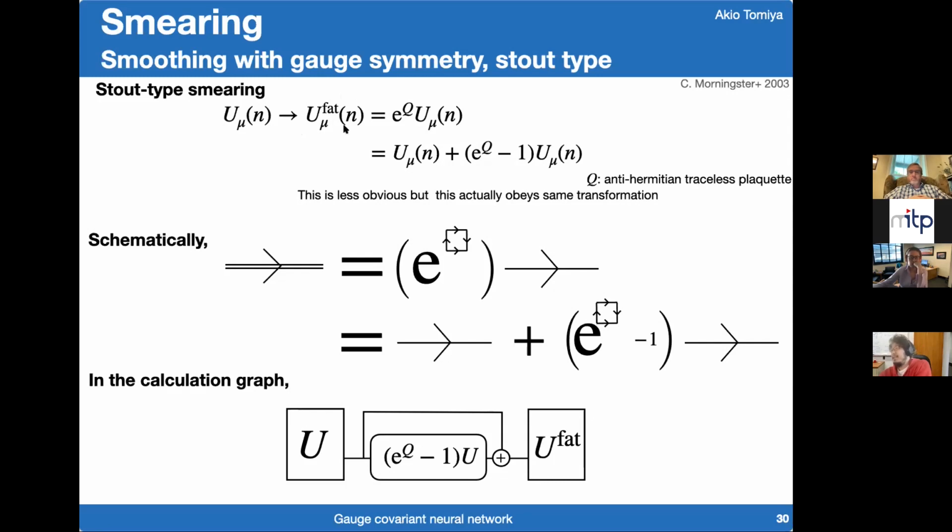And this is also a gauge covariant procedure, as before. Schematically, the fat link is equal to the link multiplied by the exponential of the bracket. And in the calculation graph, this is drawn like this. U is duplicated here, and one copy is just added afterwards, and the remaining one is multiplied to exponential Q. Then we get the fat link.